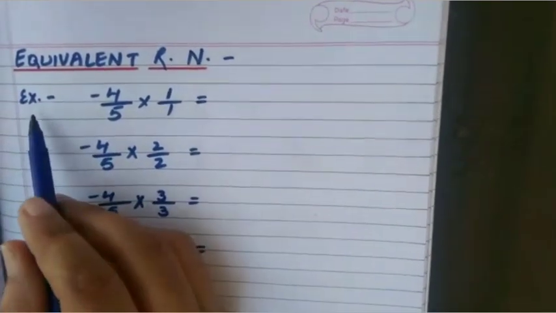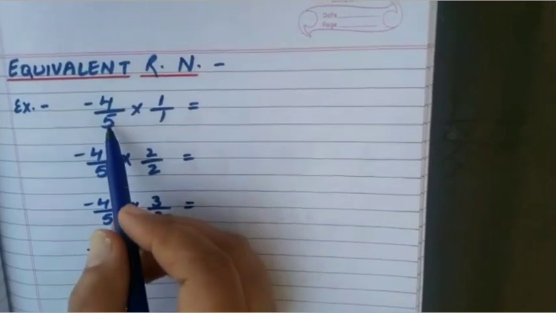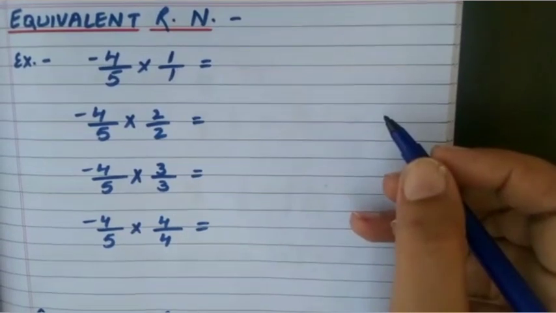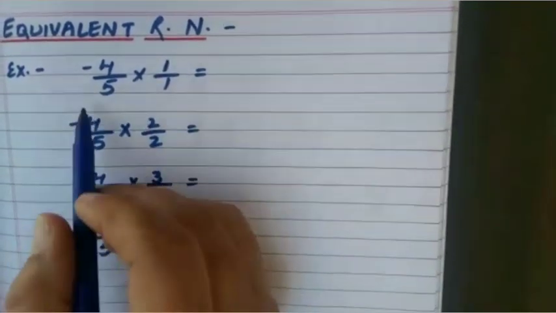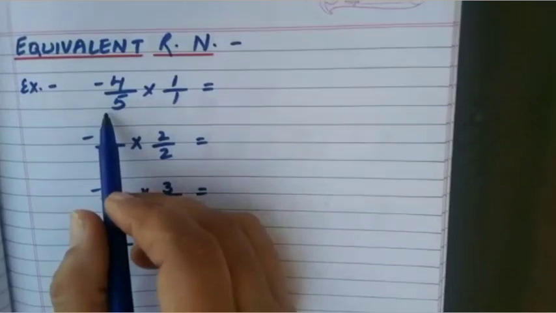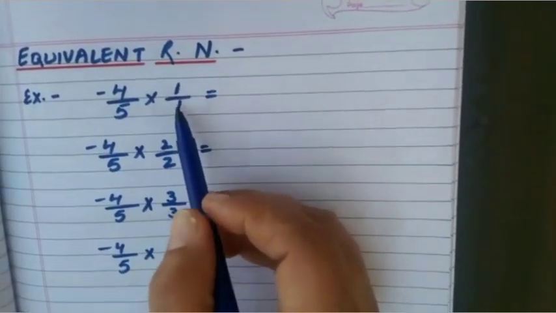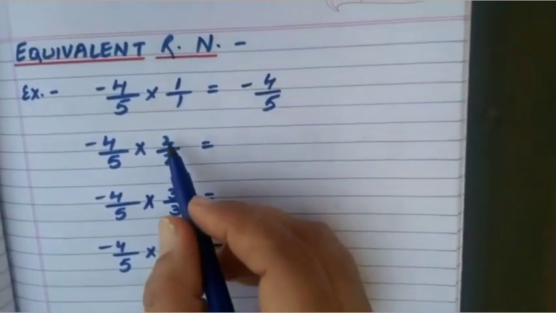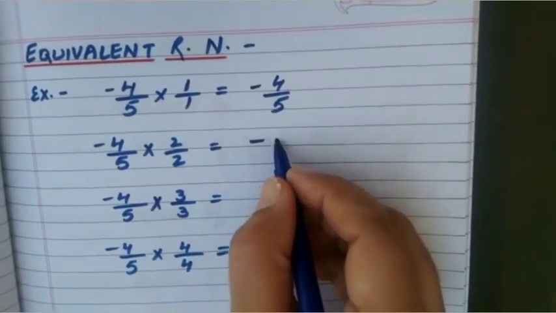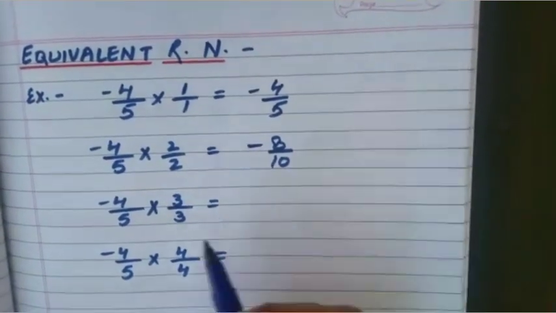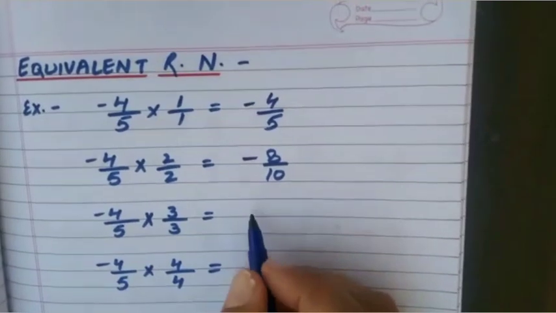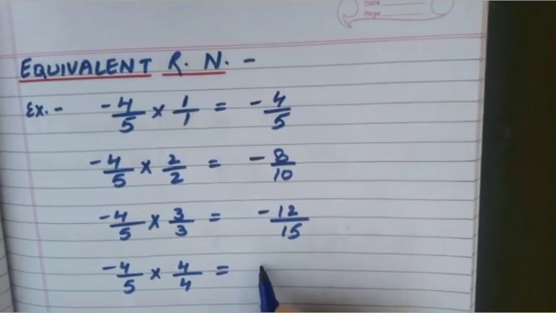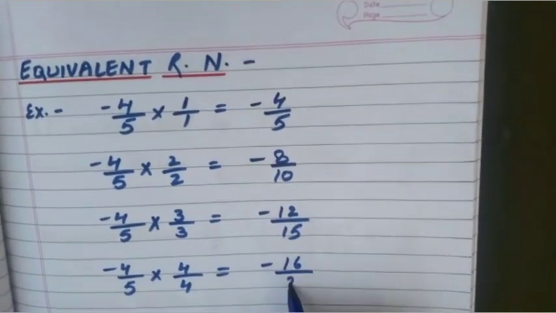Okay, so children, here I have taken the example of minus 4 upon 5. In this example, I will show you how you find a few equivalent rational numbers of a given rational number. Say for minus 4 upon 5, when you multiply by 1 upon 1, you will get it as it is, minus 4 upon 5. When you multiply it by 2, what will you get? Minus 8 upon 10. And when you multiply it by 3, it is minus 12 upon 15. And further, you will get minus 16 upon 20.